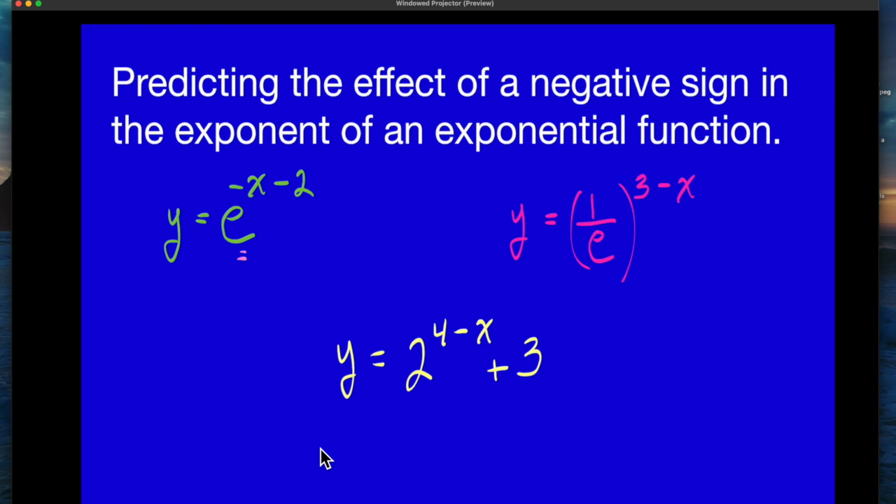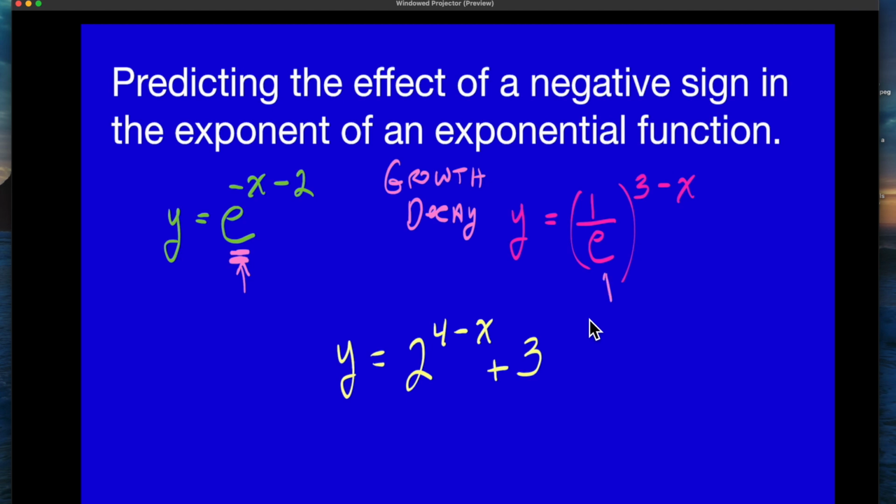We have here three exponential functions, and as we know, it is the base of the exponential function that allows us to predict whether or not we're dealing with a growth or a decay function. Now, if you take a look at these functions individually, at first glance, you would think this is a growth function because its base is greater than 1.